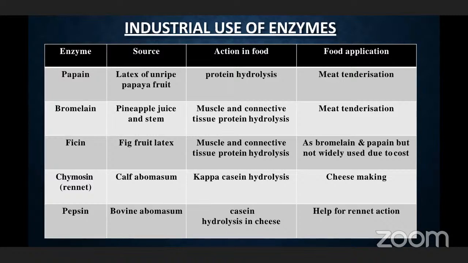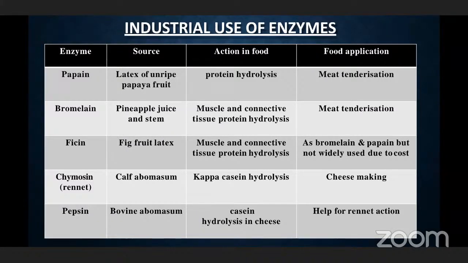Then ficin, this is from fig fruit latex. And again, this also acts in muscle and connective tissue protein hydrolysis. But this is not widely used because it is costlier than the other two. Okay. Then next is chymosin or rennet, which is isolated from calf abomasum, or stomach. The action of this enzyme is kappa casein hydrolysis. So kappa casein proteins are hydrolyzed, used in cheese making for the cheese industry.